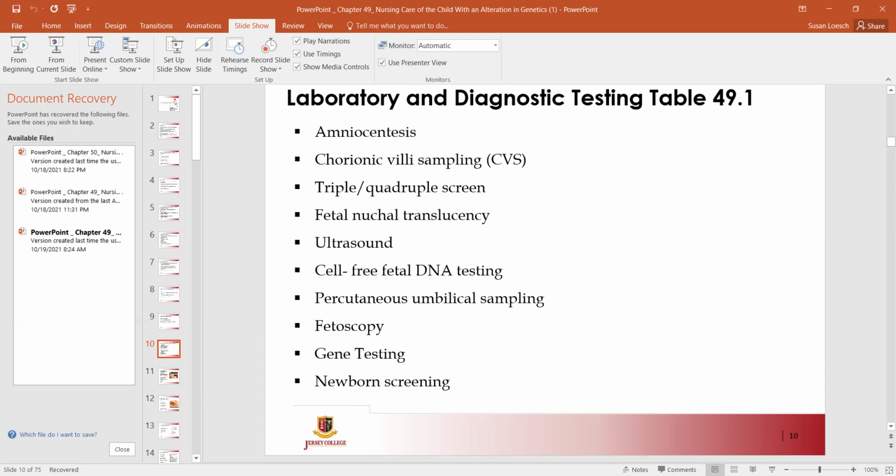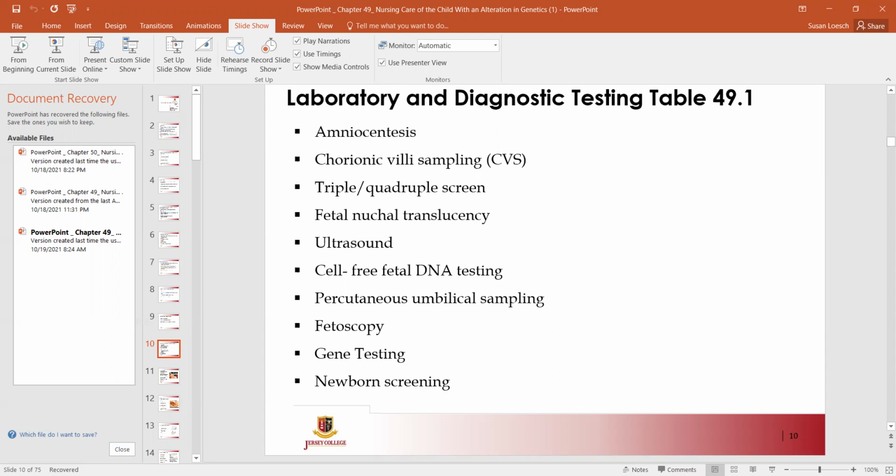In some cases, results appear to be abnormal because the fetus is younger or older than what we initially estimated, but suspicions can be confirmed on these tests by amniocentesis. So again, this is a screening test.